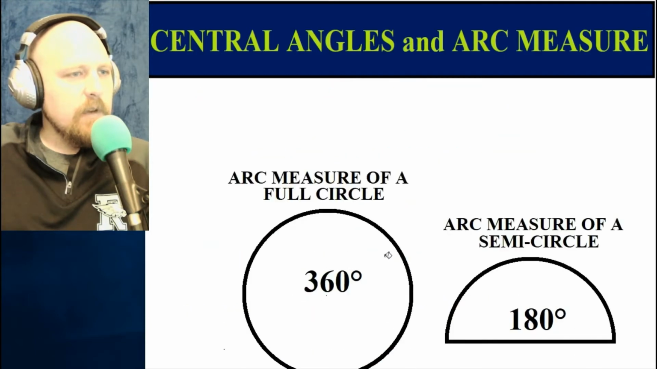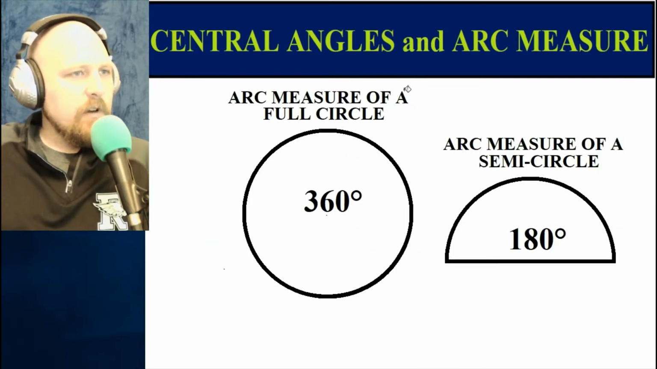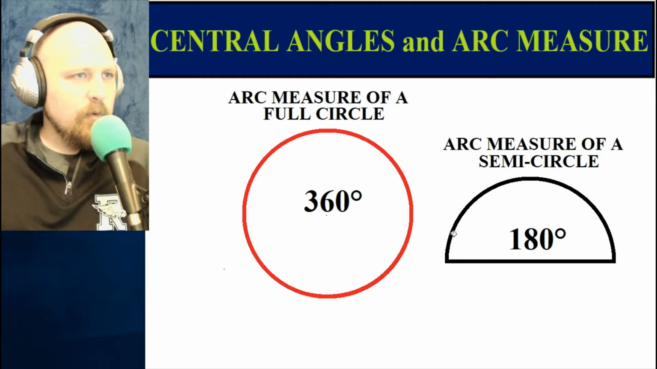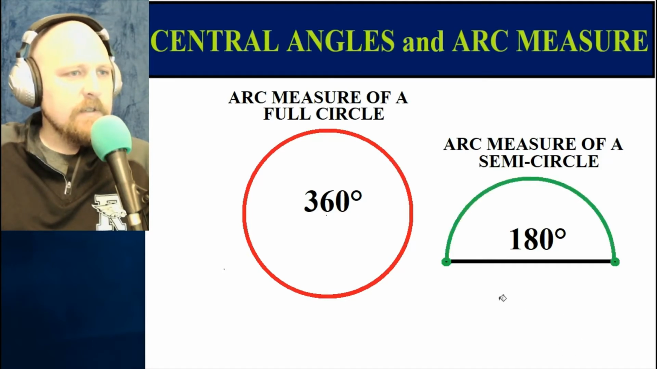The next thing that you need to make sure that you are aware of is that the arc measure of a full circle, so this full circle right here, is 360 degrees, and then the arc measure of this semicircle here is 180 degrees. Now that is just going to be from this point right here to this point right here. And so this arc measure is 180 degrees. This line right here would be a diameter of the circle.